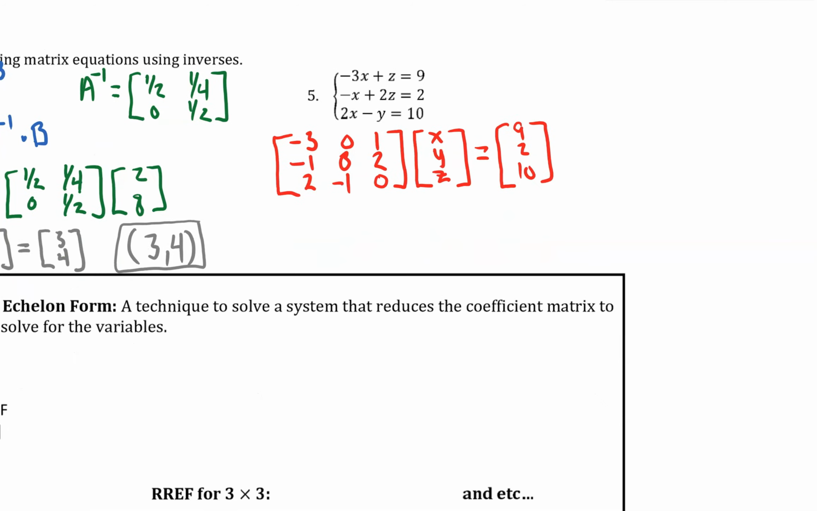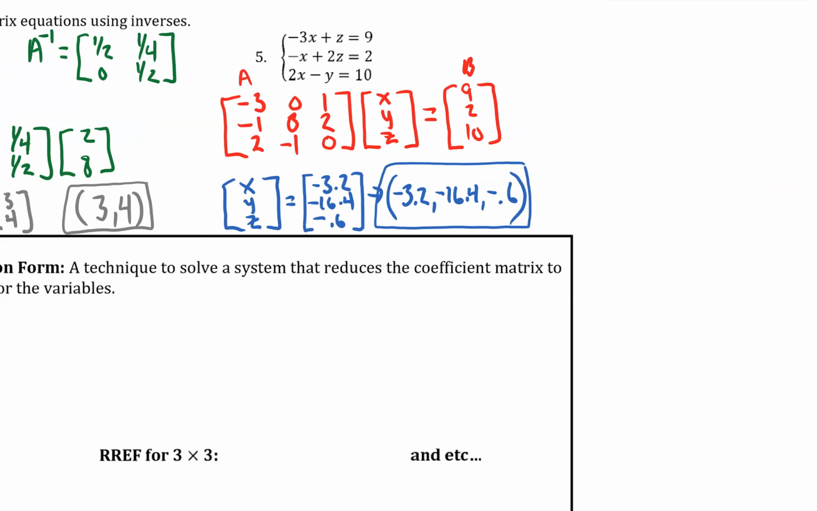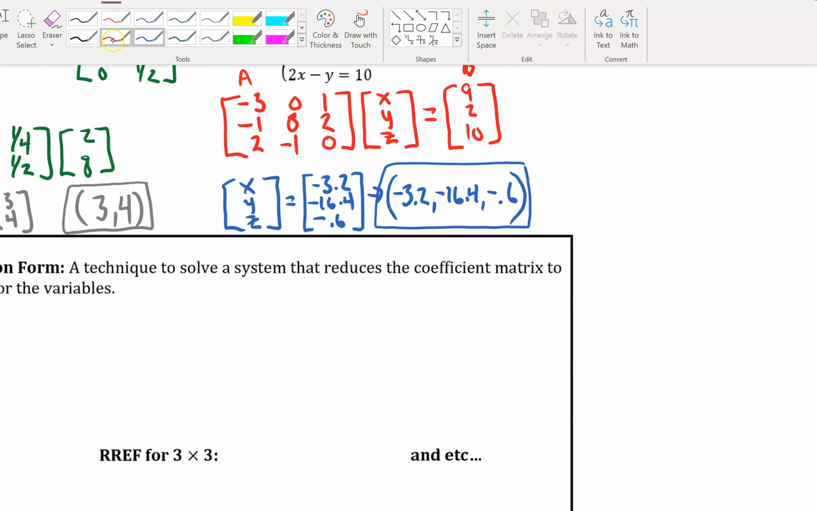So same process here. Here's A, here's B. What we want to do is put A into our calculator, then we want to put B into the calculator, and then go from there. I will let you do that. Press pause, finish out the problem. All right, so your answer here, -3.2, -16.4, and -0.6.